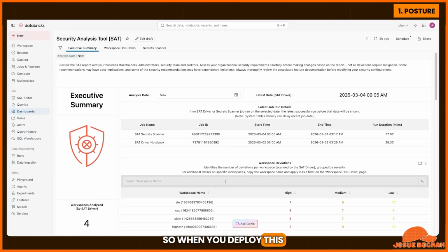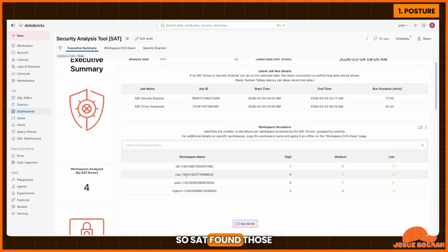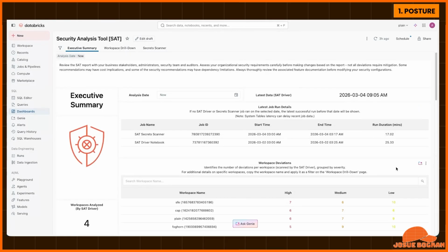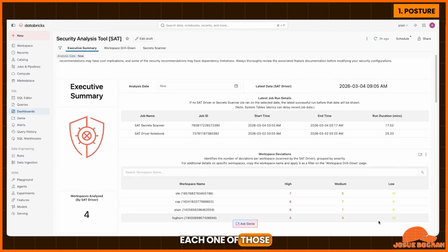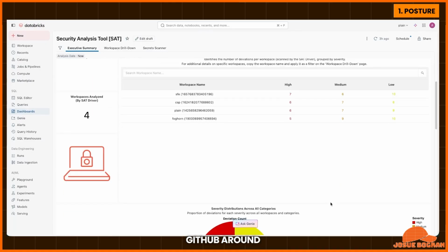When you deploy this in a given account, here you are looking at my Databricks workspace. It actually has 4 workspaces in this account. So SAT found those 4 workspaces, listed them, and then gives you an executive summary. We don't have enough time to go into each one of those specifically, but we have more details on our GitHub around what these are about.